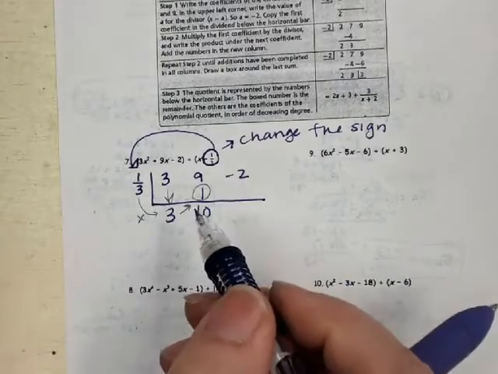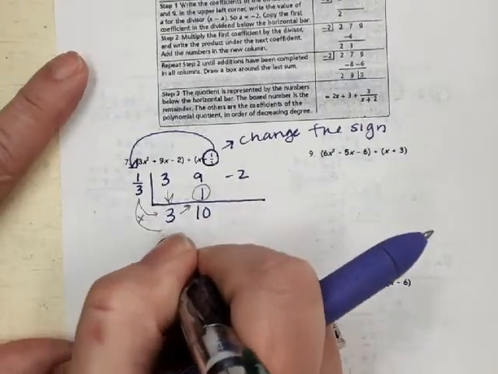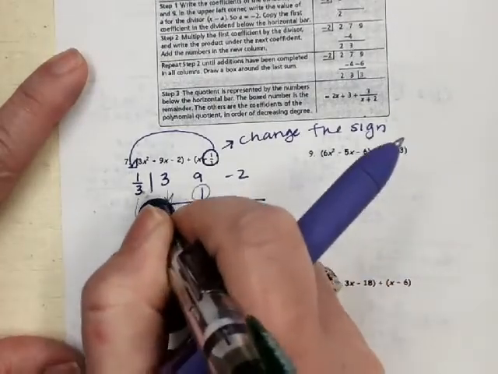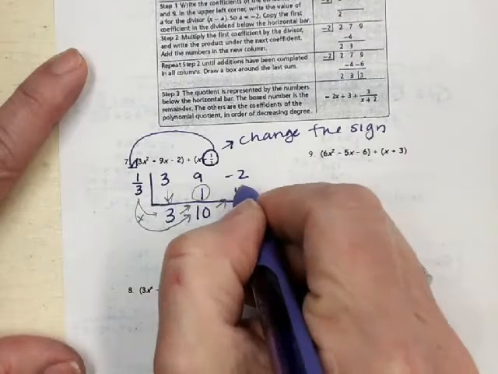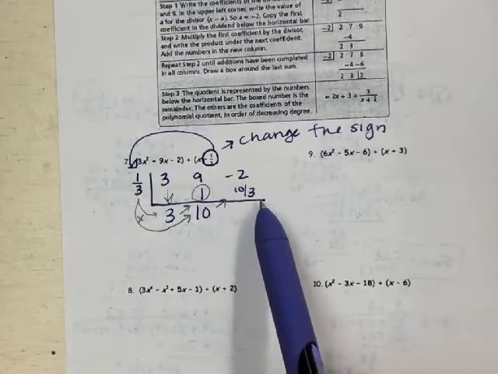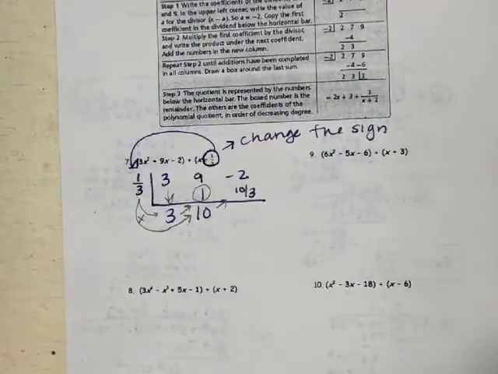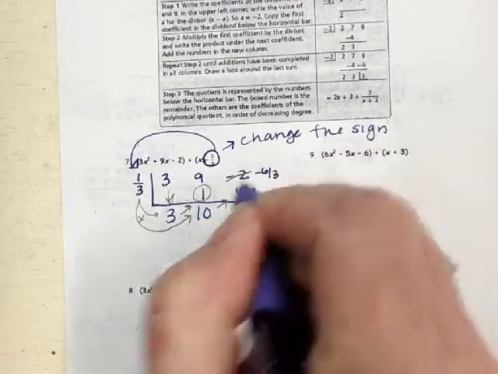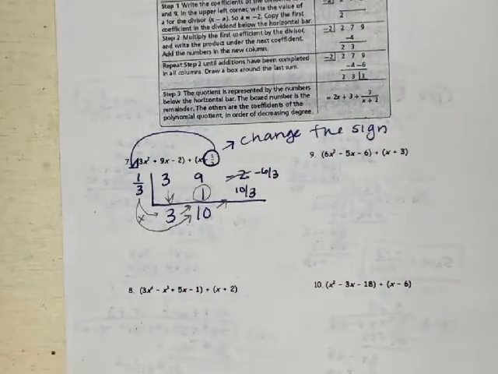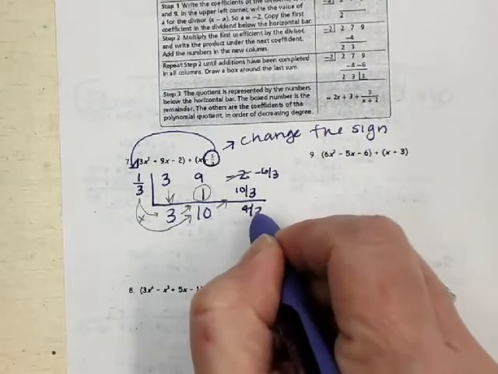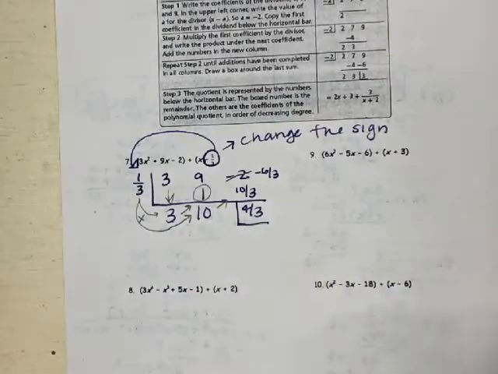And then you just keep repeating. So 1/3 times 10. Now this one's a fraction and everybody hates fractions, but we can do it. 1/3 times 10 is 10/3, and this is where you can either grab your calculator and do -2 times 10/3, or you can use your brain right here and change that -2 to a -6/3 because that's the same thing. I just got a common denominator, and now -6/3 and 10/3 gives me 4/3, and this last number down here every time is your remainder.